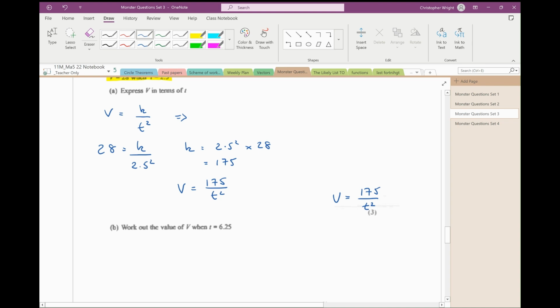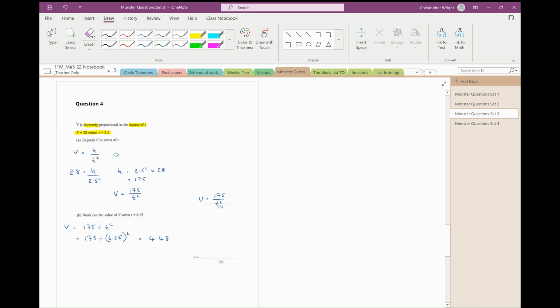Work out the value of V when t is 6.25. Well, I know the formula now. V is 175 divided by t squared, so that's going to be 175 divided by 6 1/4 squared. Okay, so 175 divided by 6.25 squared gives me an answer of 4.48. And that is the solution for question 4.